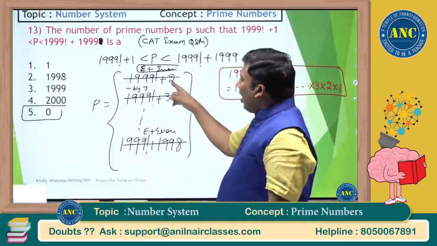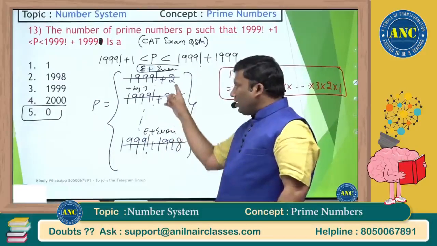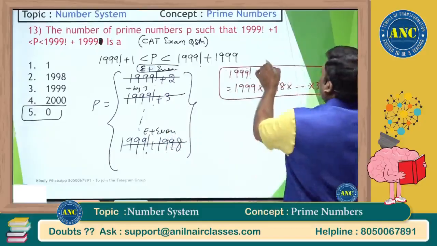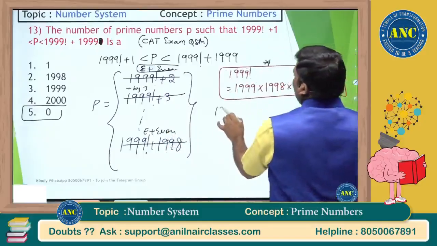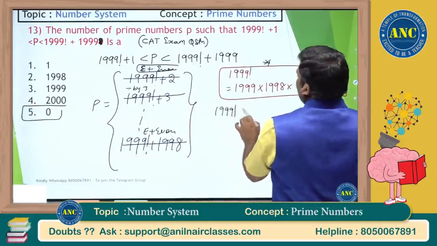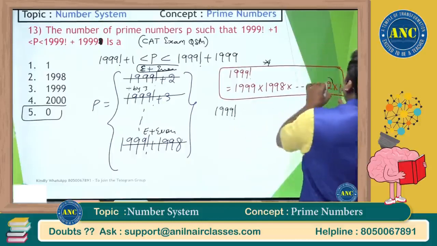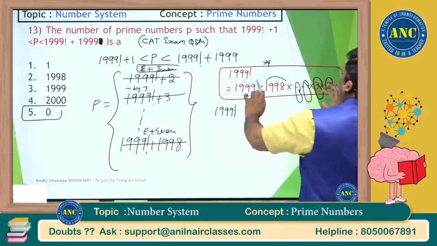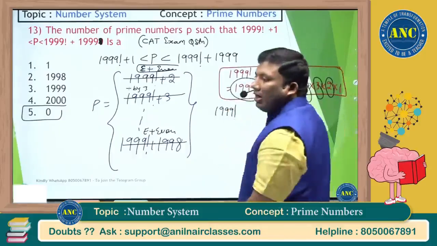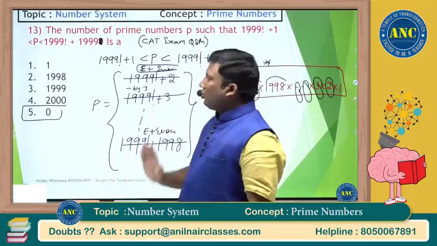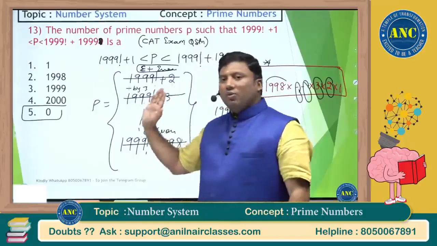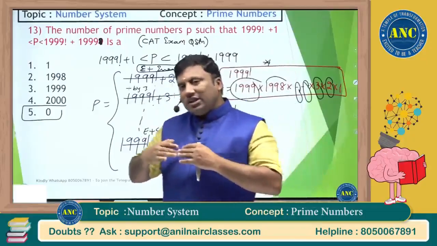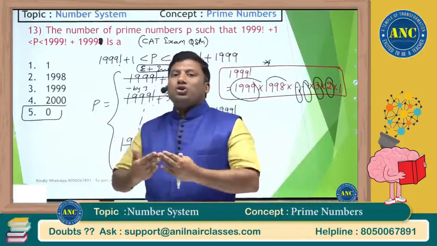Why? Because whatever you are adding, 2, 3, 4, 5 till 1,998, are actually a part of the number 1,999 factorial. It is divisible by 2, an even number, divisible by 3, divisible by 4, divisible by 5, and divisible by 1,999. Very, very good question. I hope the idea is clear. Once you listen to all the classes, you will see a tremendous improvement in the mock scores.